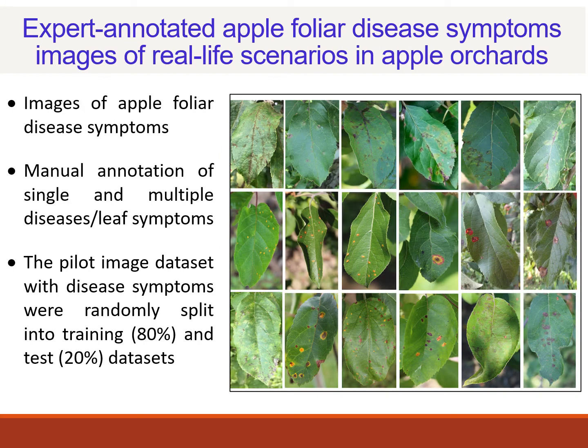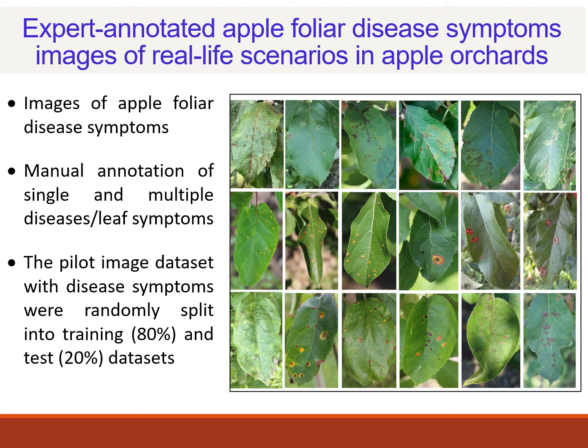We have taken a large number of images of apple foliar disease symptoms. This included apple scab, frog eye leaf spot, cedar apple rust, and healthy leaves. We have also done manual annotation of single and multiple disease symptoms per leaf. Then we created a pilot image dataset with all these disease symptoms and then randomly split this data into training and test datasets.